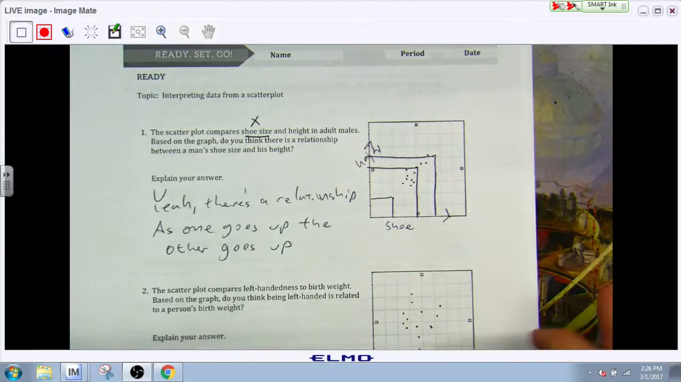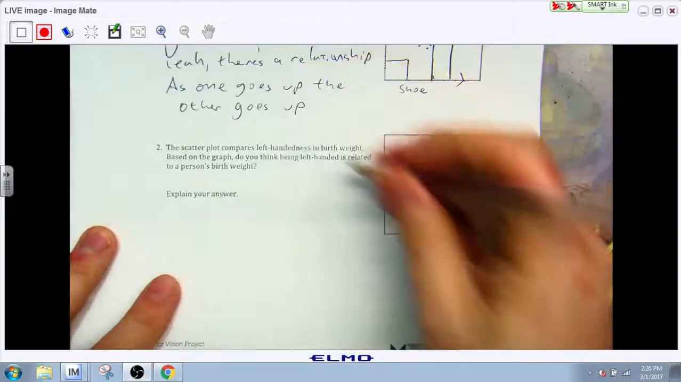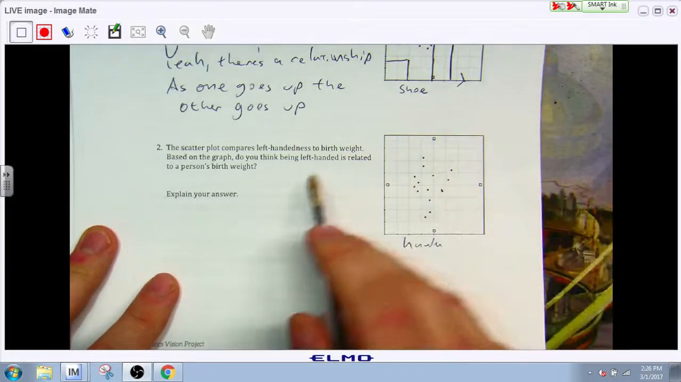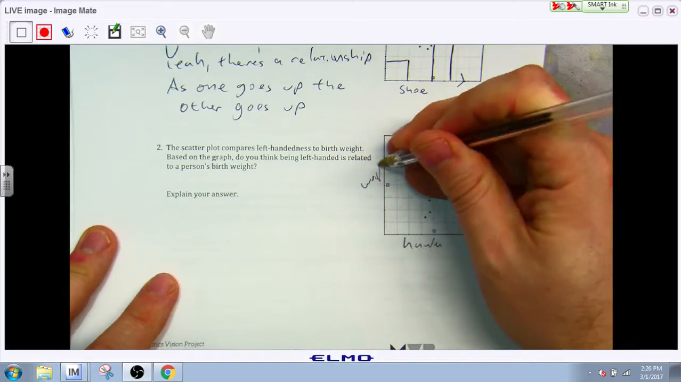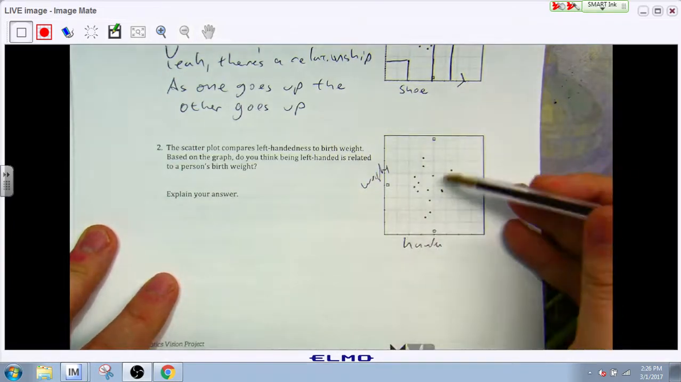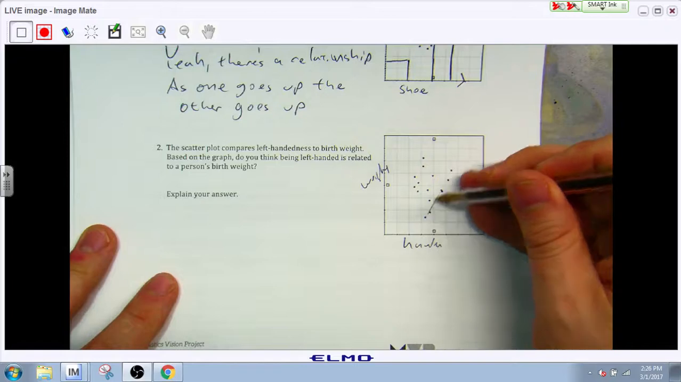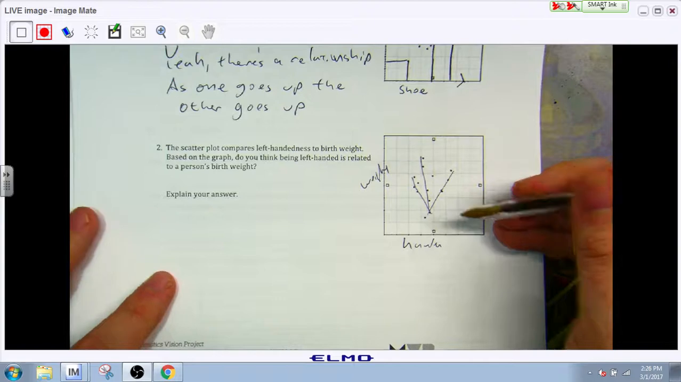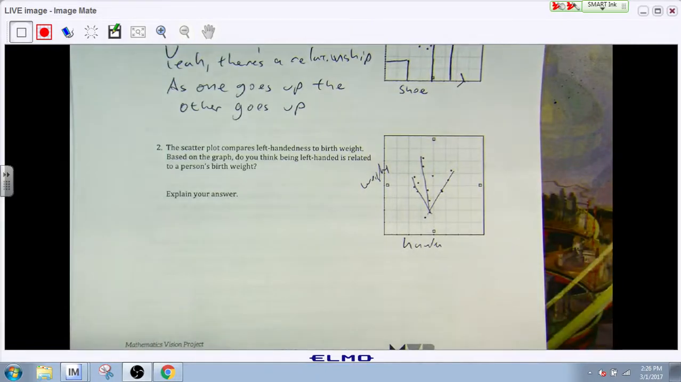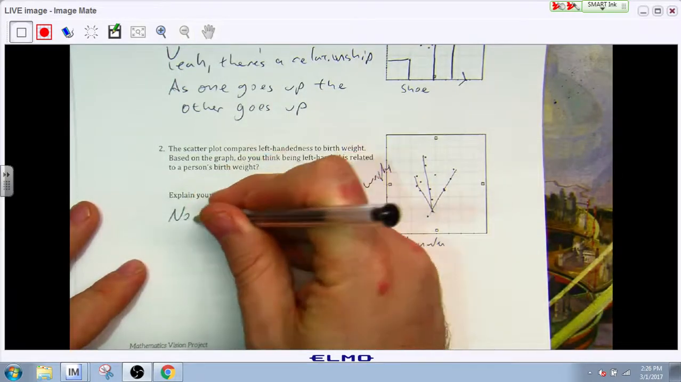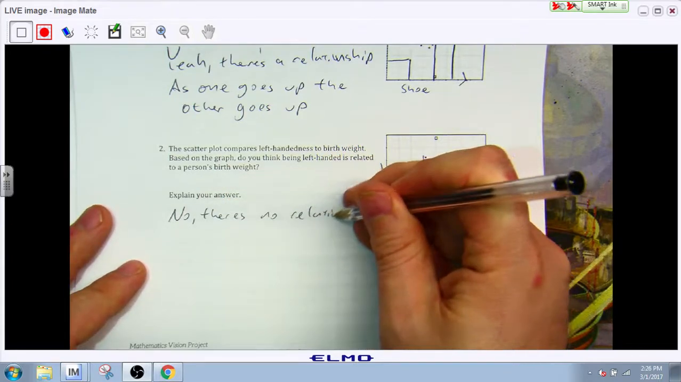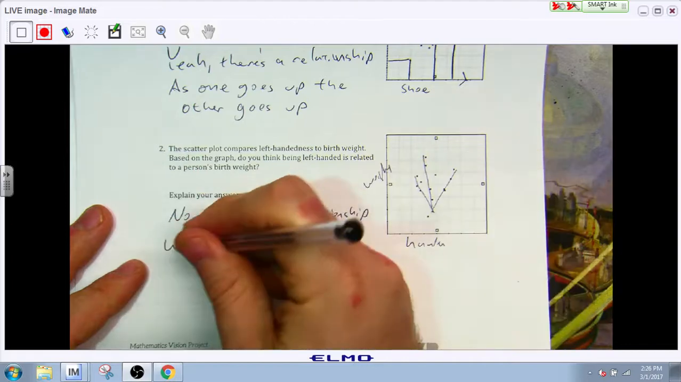Number 2 here is significantly different, because it's talking about handedness, left-handedness, and birth weight. I don't even know how to graph handedness. When we look at our graph, it doesn't look like a line. I mean, that kind of looks like a line, but that kind of looks like a line, and that kind of looks like a line. So it doesn't look like there's actually a relationship here. So we would say, no, there's no relationship, because we can't see a pattern.